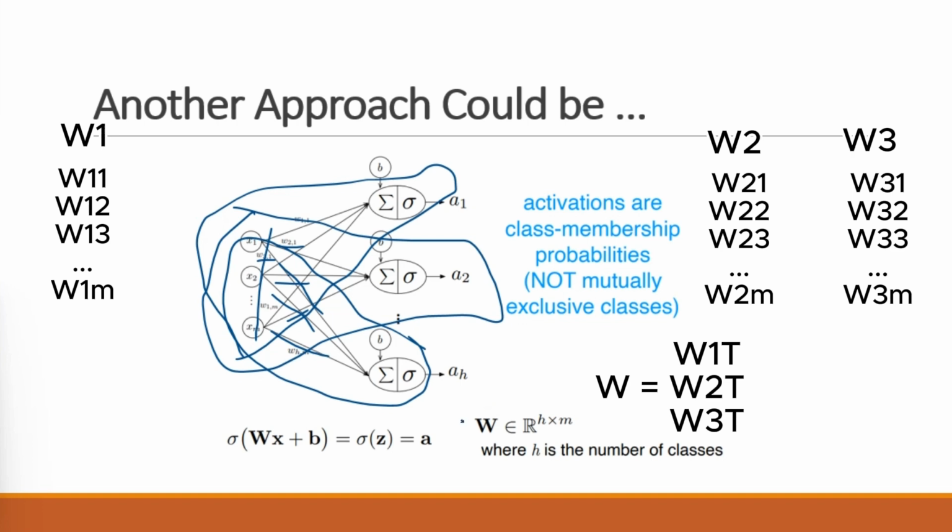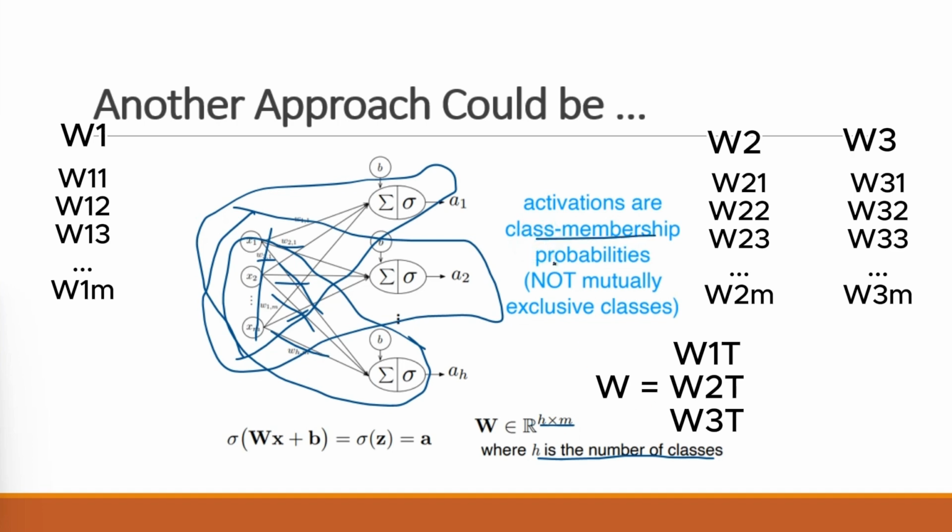So this would be my feature matrix of the majority H times M, where H is the number of output nodes here. So this would be one way I could generalize my logistic regression model. And then we also compute the class membership probabilities here.